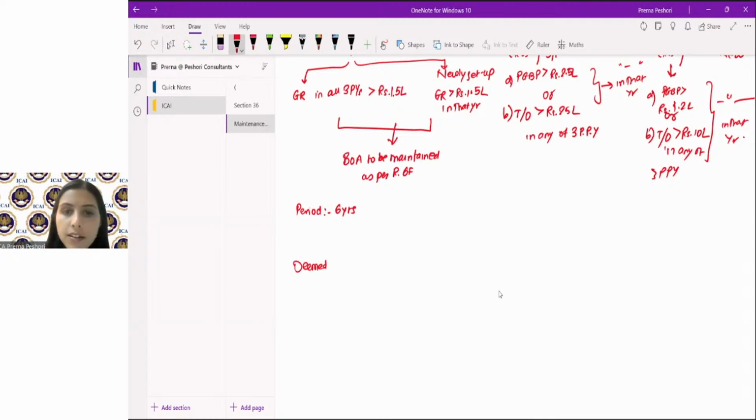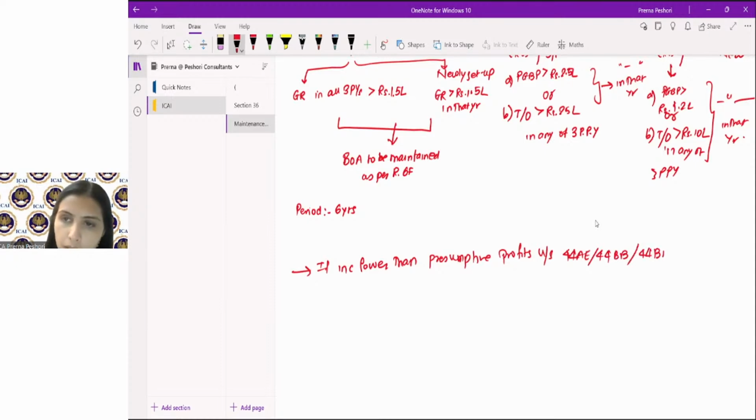Then another category which is required to maintain the books of accounts is deemed one, where the income is lower as compared to the income computed on a presumptive basis. So let me write it like this. If income lower than presumptive profits under section 44A or 44BB or 44BBB. Clear? Then in that case, you have to maintain compulsorily the books of accounts.